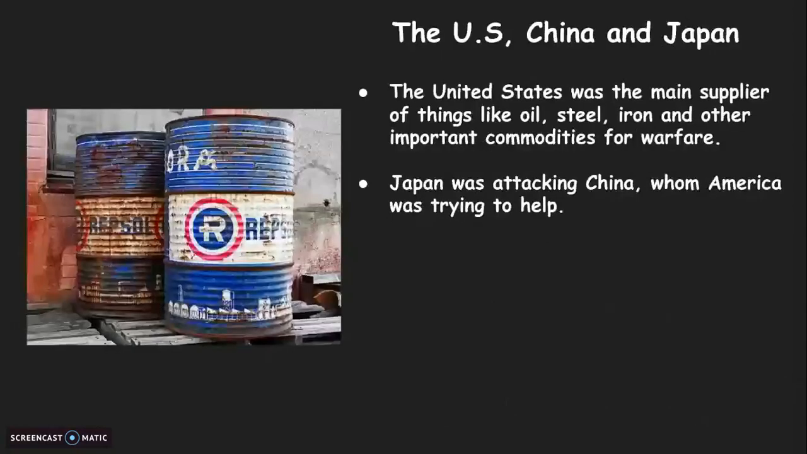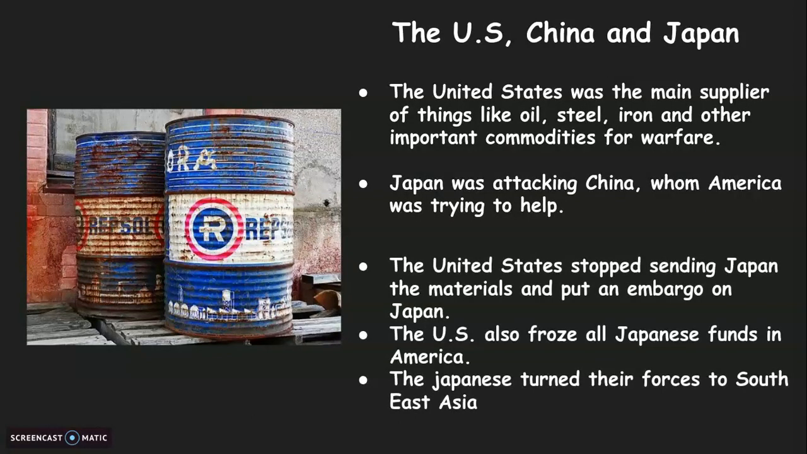So while this is going on with Britain in the European front, Britain and France are fighting Nazi Germany, the United States starts having problems of its own. The United States was the main supplier of things like oil, steel, iron, and other important commodities for the Japanese. However, the Japanese were attacking China, who we were trying to help at the time. So we stopped sending Japan all these materials. We put an embargo on their stuff. We freeze all their assets in the United States.